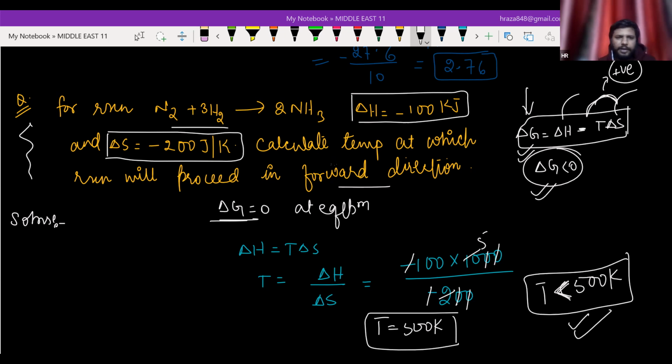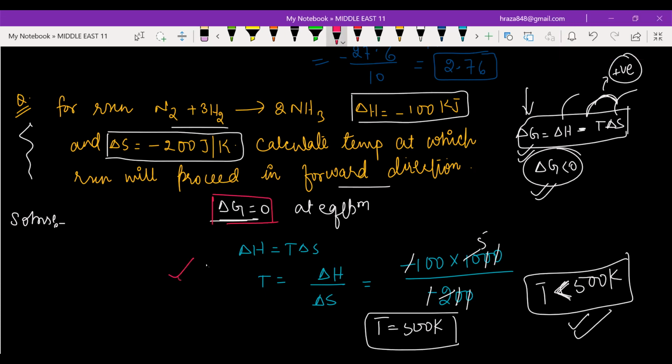We will take it as equilibrium. So we should consider it as equilibrium whenever this type of question comes. When we study chemical equilibrium in the next class, it will be more clear what equilibrium basically is. Okay? Okay, sir. Just write it.